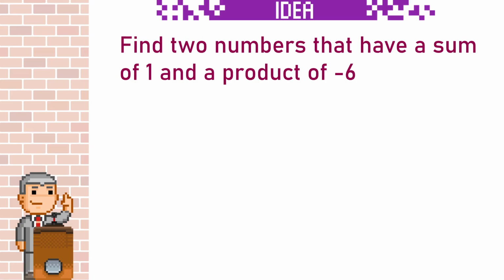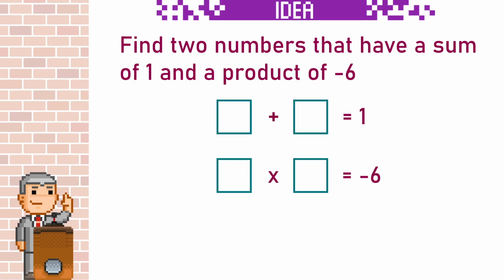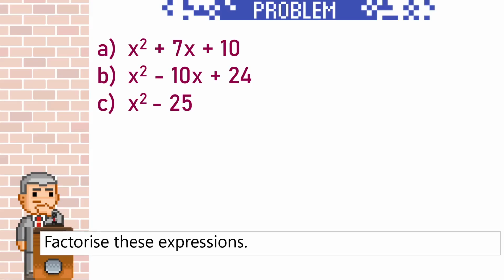So we have two numbers that have a sum of 1 and a product of -6. So we know they add to 1 and we know they times to make -6. We know that they're going to be a negative and a positive, and then 2 times 3 is 6, so -2 times 3 is -6, and -2 plus 3 is 1. Let's work through these questions.